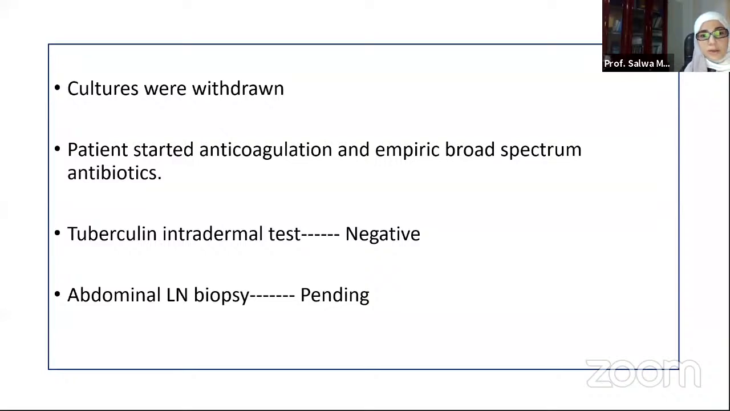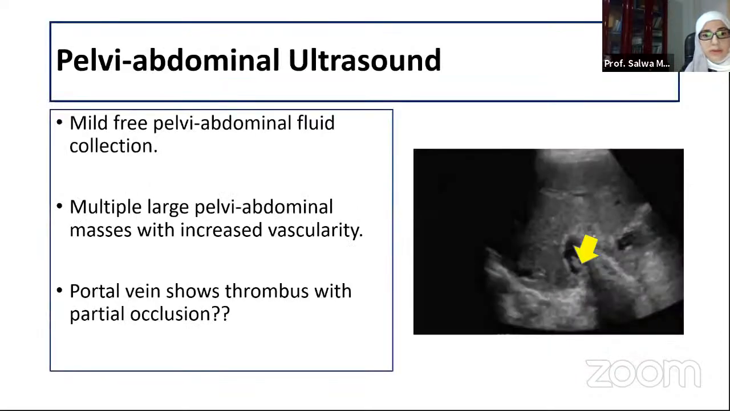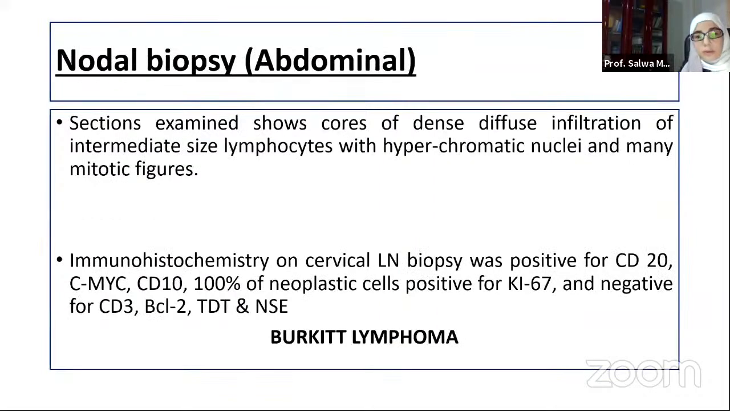Two days later, the patient developed severely agonizing abdominal pain after his biopsy with infrequent vomiting, yet his intestinal sounds were audible. The abdominal ultrasound was uneventful except for the masses, as well as portal vein thrombosis with partial flow occlusion. His biopsy result came out and showed Burkitt's lymphoma.